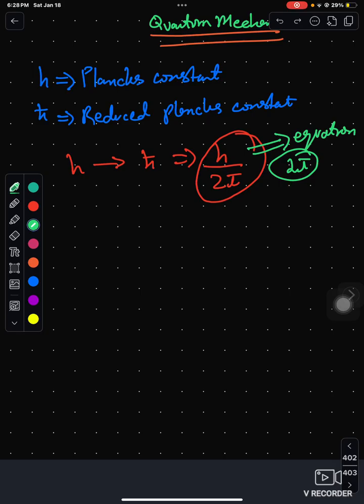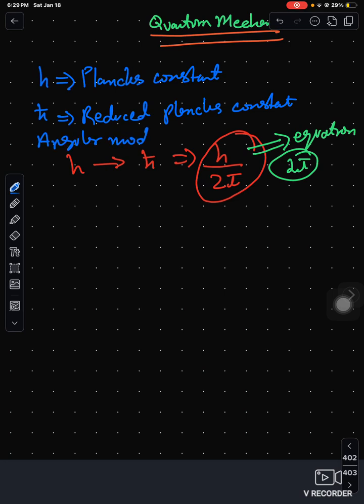Now, by the way, do you know from where this 2 pi actually came from? I'm not sure, but we'll talk about it in a while, because we will cover one extra topic, which is angular momentum, but in terms of quantum mechanics. So first of all, let's cover these two topics, h bar and h.